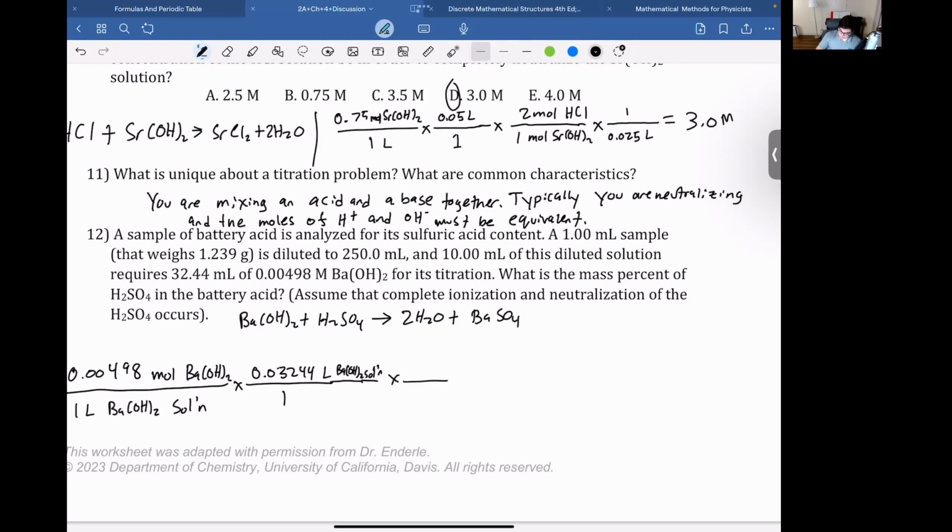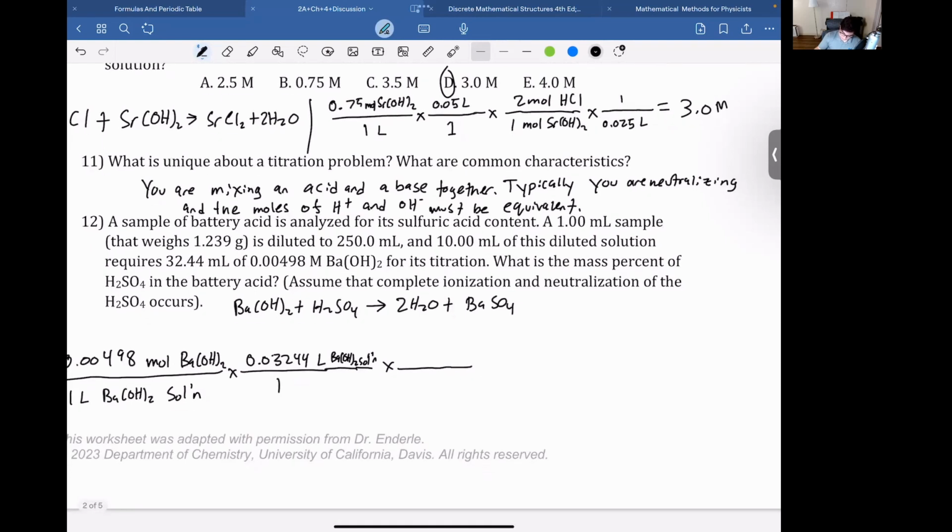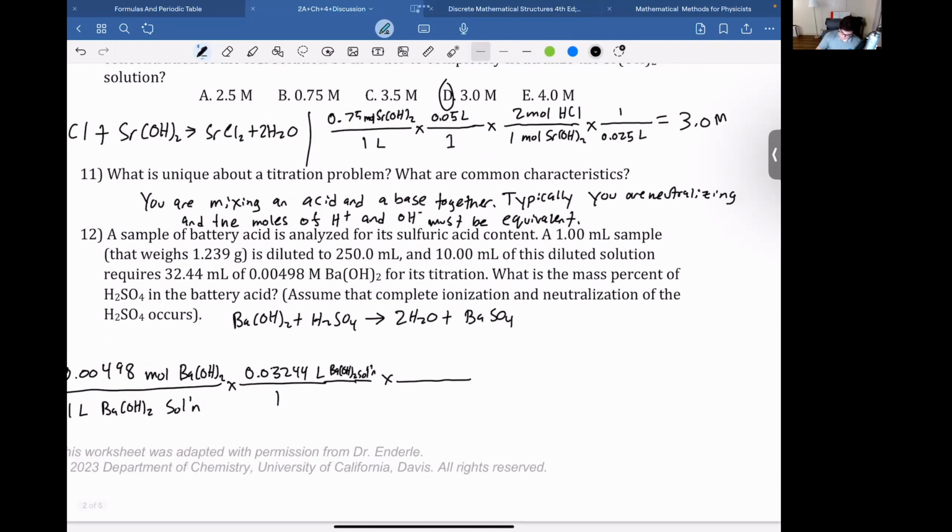Then we go ahead and we have moles of barium hydroxide, right? Because the units cancel out for the liters of barium hydroxide solution. Then we can do stoichiometry. So for every 1 mole of barium hydroxide, it reacts with 1 mole of H2SO4. Now we're in moles of H2SO4. Now I want to go to concentration of H2SO4.